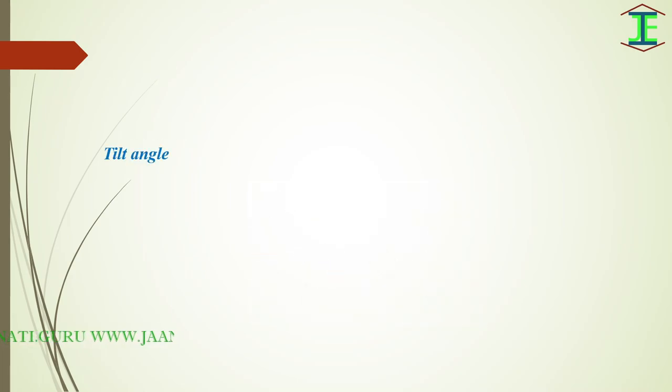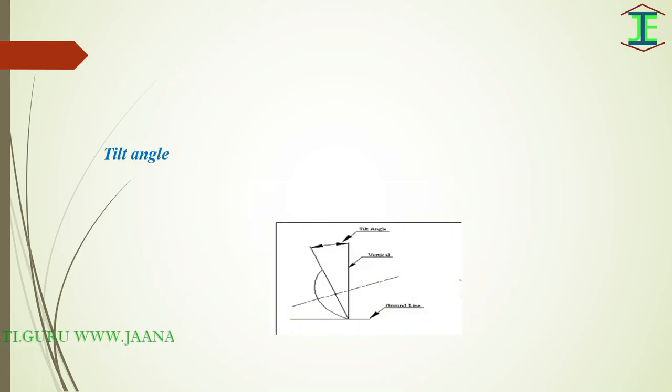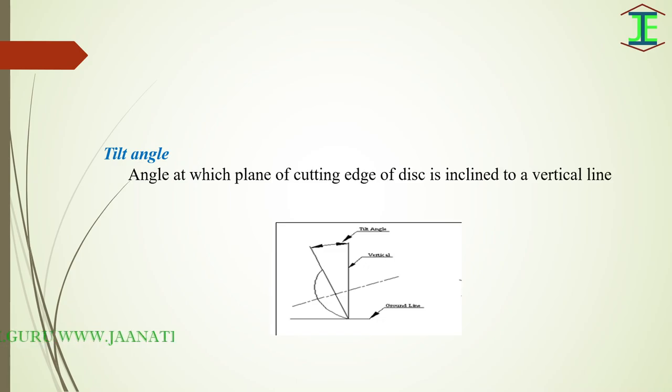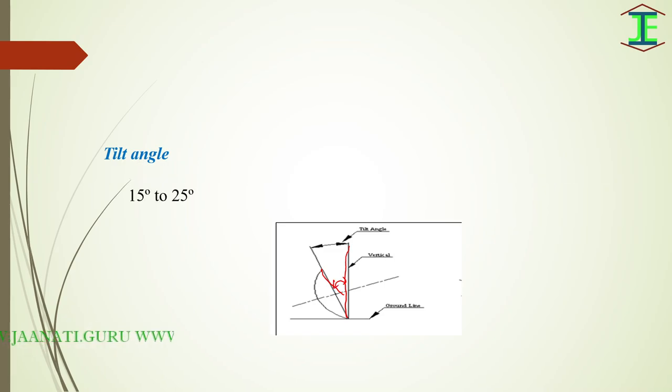And next one is tilt angle. Tilt angle is the angle between the plane of the cutting edge of the disc and the vertical plane. This angle is called the tilt angle, and it is between 15 to 25 degrees.